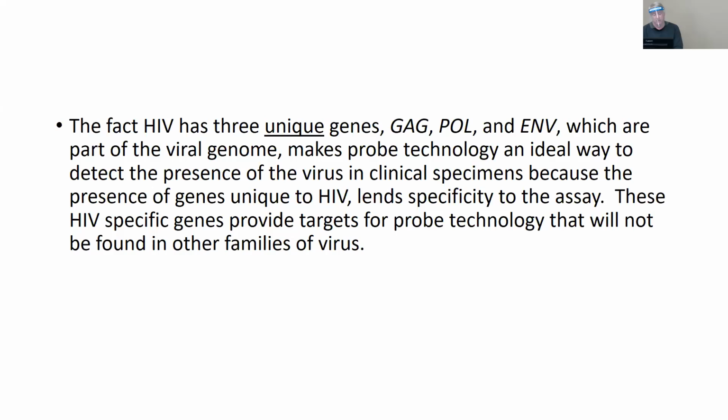If you're in immunology, we're going to talk about HIV tomorrow, right? It has three unique genes, GAG, POL, and ENV, which are part of the viral genome. That makes probe technology an ideal way to detect HIV. We'll talk more about that tomorrow.